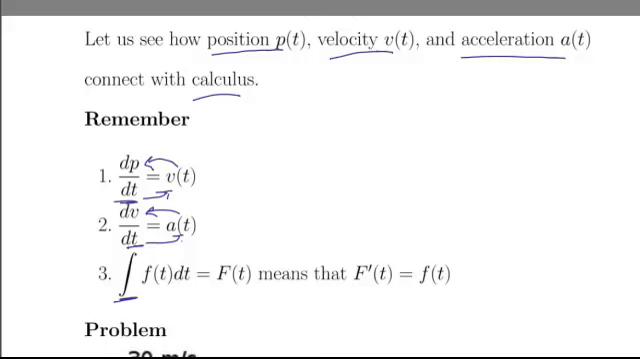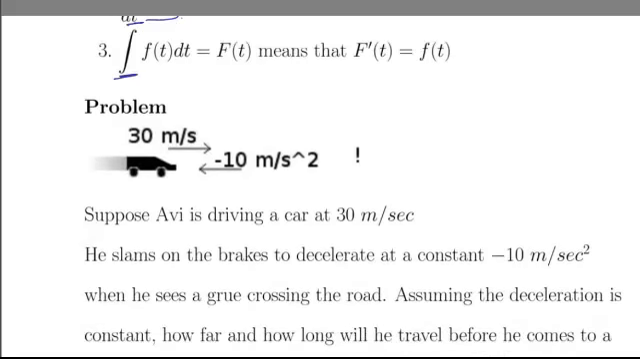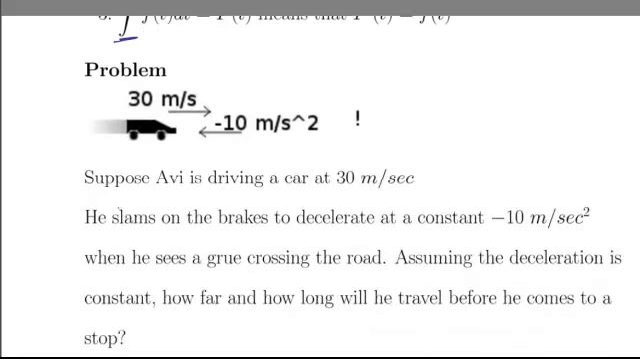Alright, so let's move on to looking at a concrete problem here. Suppose I am driving along in a car at 30 meters per second. That's about 65 miles an hour. And then up ahead, I see something, and I slam on the brakes. And the brakes give me a constant deceleration of 10 meters per second squared. Now my question for you guys that we're going to solve together is how far and how long am I going to travel before I come to a stop? Right, so we're going to work on that together now.